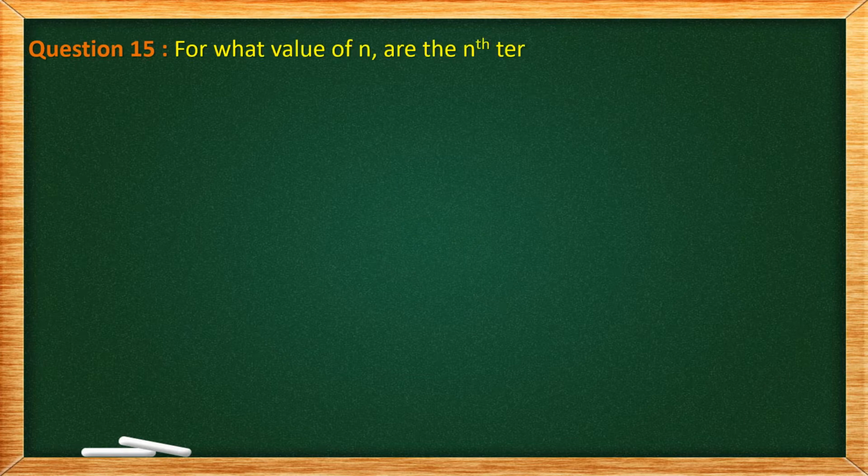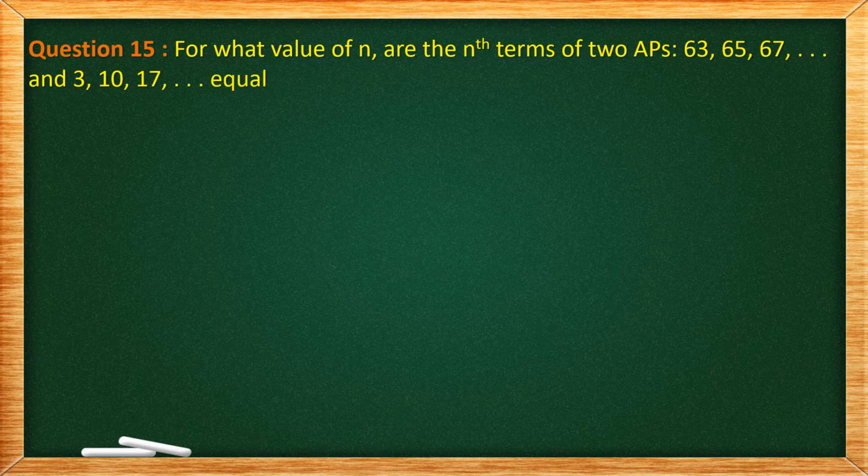For what value of n are the nth terms of 2 APs 63, 65, 67 and so on and 3, 10, 17 and so on equal? For solving it, what we have to do? We have to find out the nth term for both the APs and then we will equate them to find out the value of n. So let's start our working.